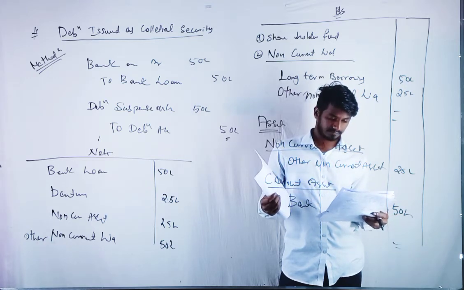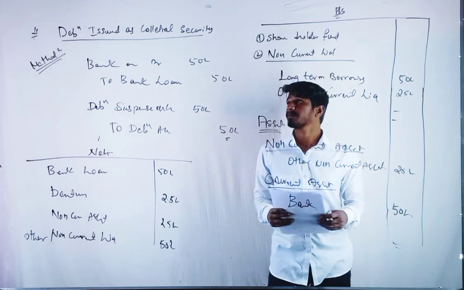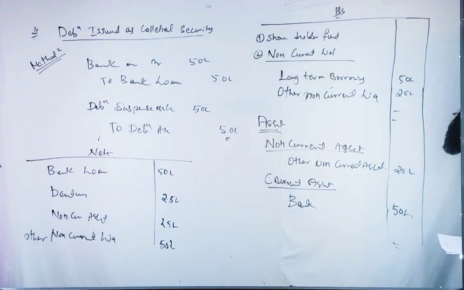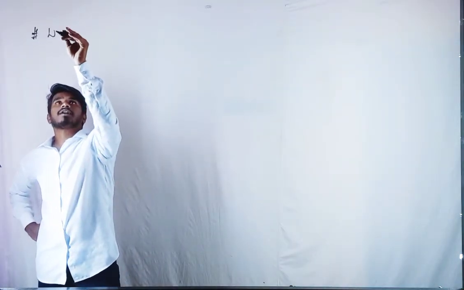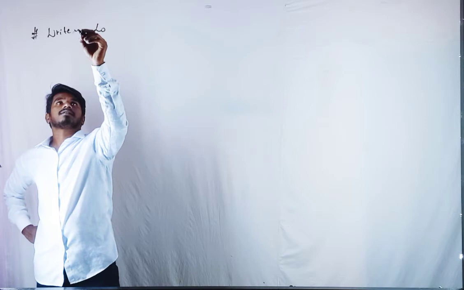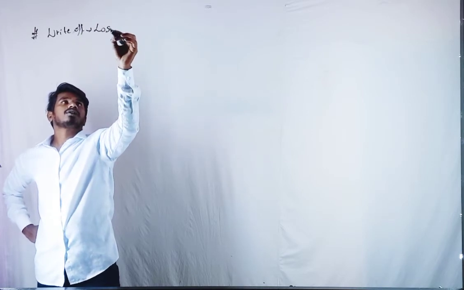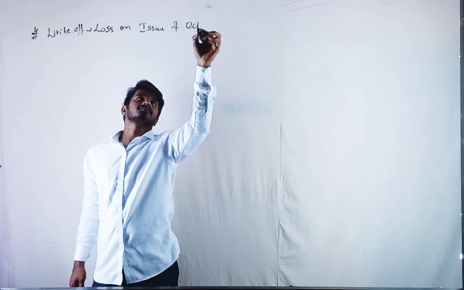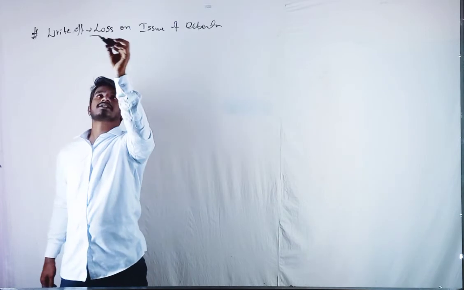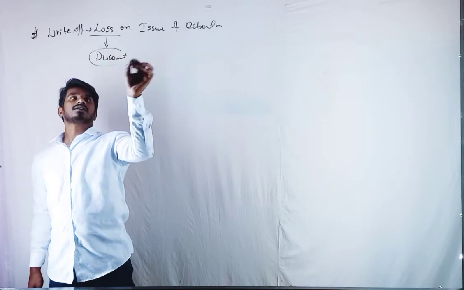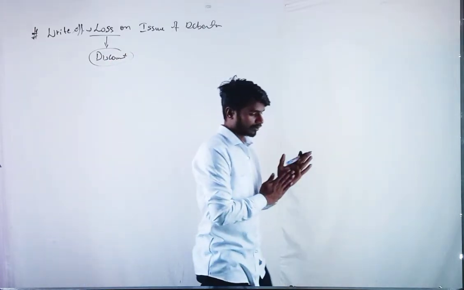The question is done. Next concept is, we should note it down, right? The next concept is write off. Loss on issue of debenture. Loss is nothing but discount. If we give discount, we get loss, right? Write off loss on debenture.